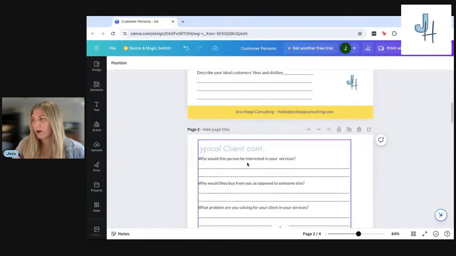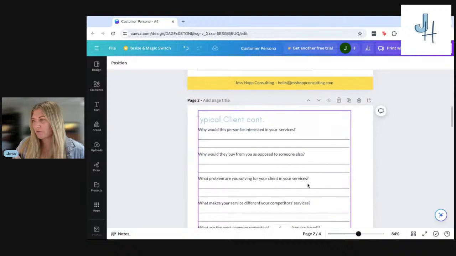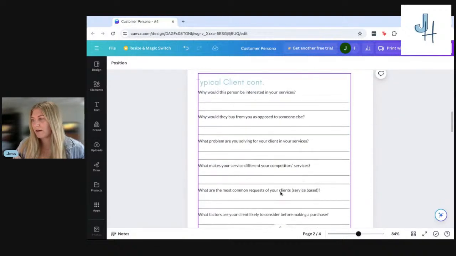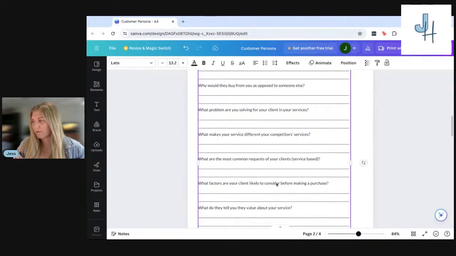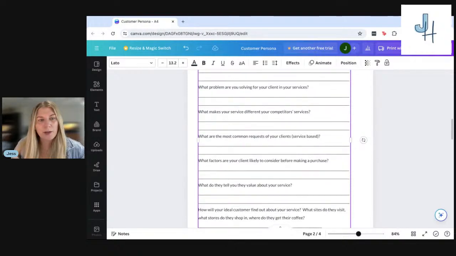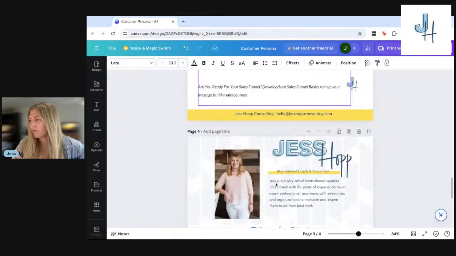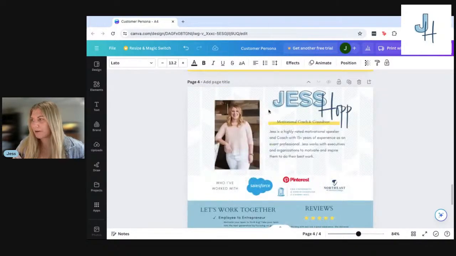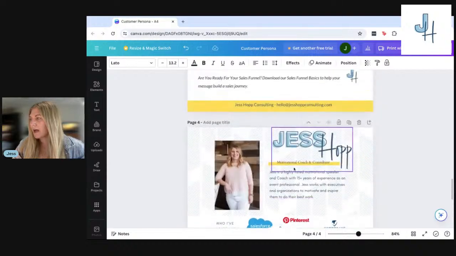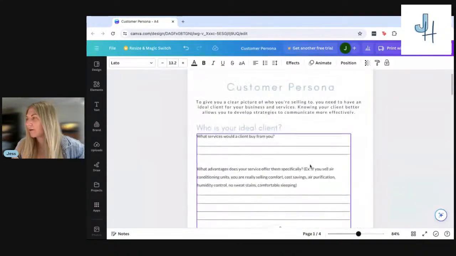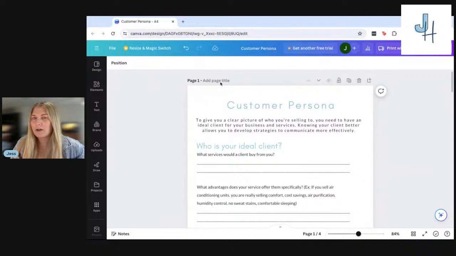What would this person be interested in your services? What problem are you solving? What's the most common request for your clients? What factors are likely to consider even before making a purchase? So what are their pain points? And all that good stuff. So all that's in here, and then I give you a nice handy dandy formula down here to even talk further and a little bit more about me. So I would love for you to download this and work through your own customer persona, their buying habits or purchasing habits, because it just really helps you to know exactly who you're talking to.